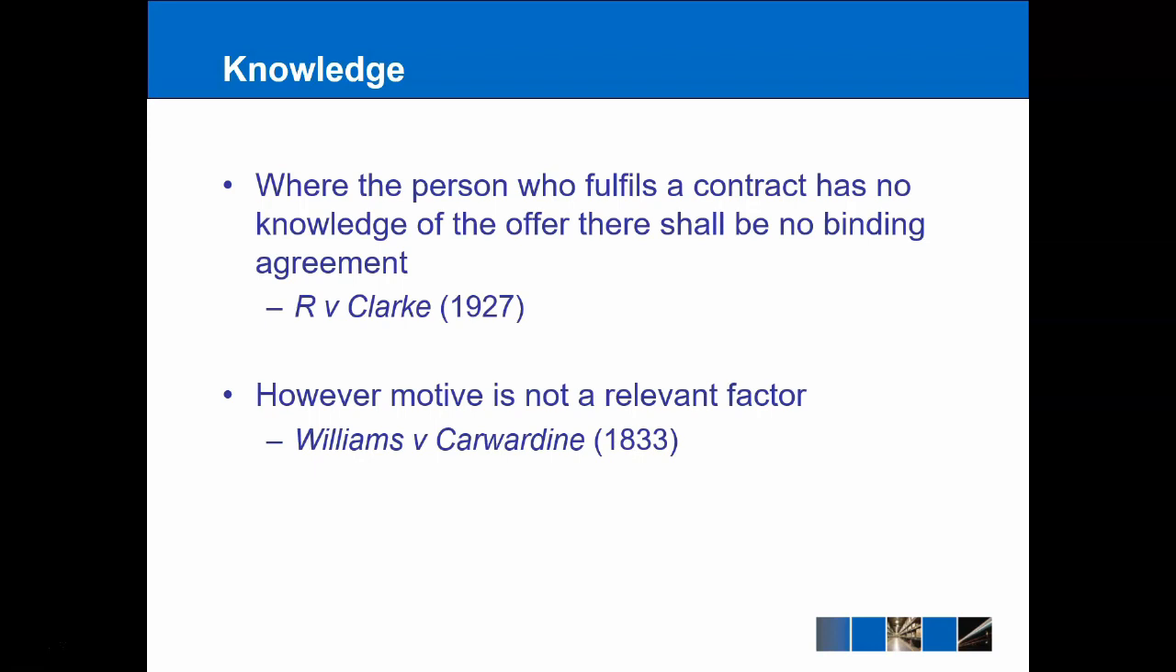However, in a similar situation in Williams and Cowardine from 1833, the person was aware that there was a reward for information, and so they were able to claim it. Now, that wasn't their main motive for giving up the information. They actually wanted to help clear their own name, and so it wasn't even a primary factor of motivation, but the fact that they knew about the reward was enough for them to be able to claim it in the end.